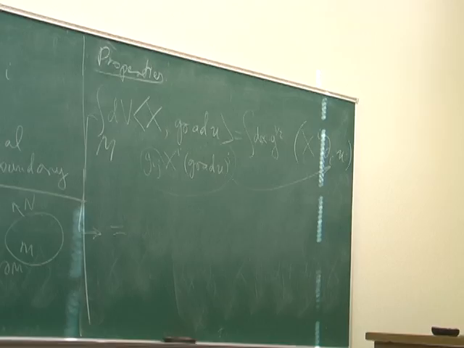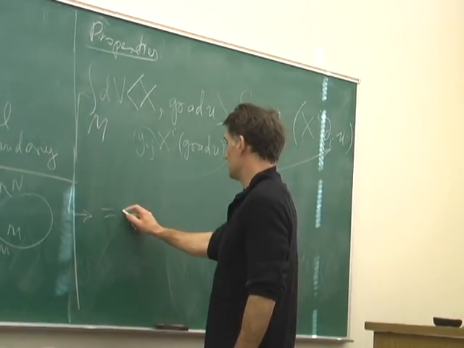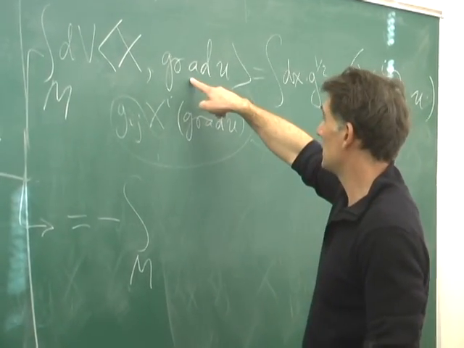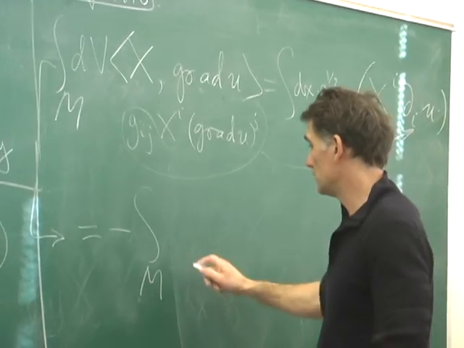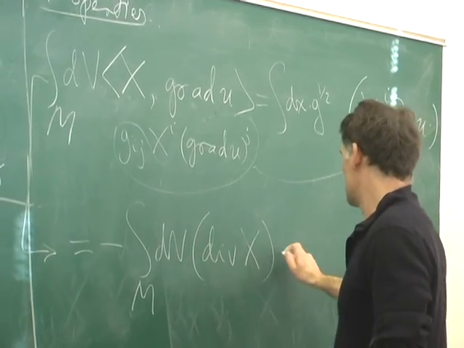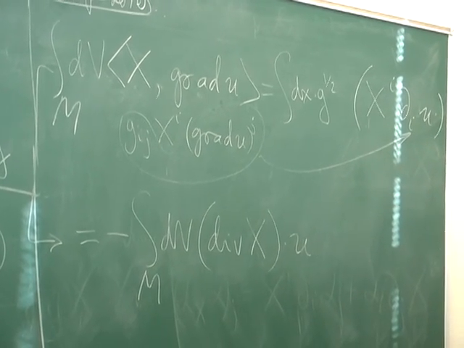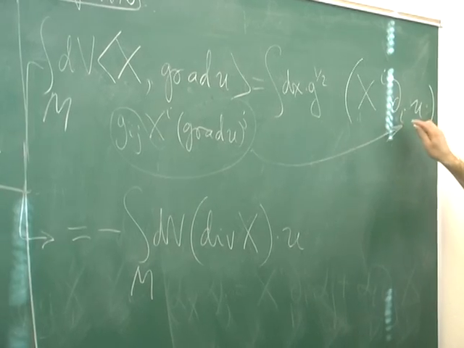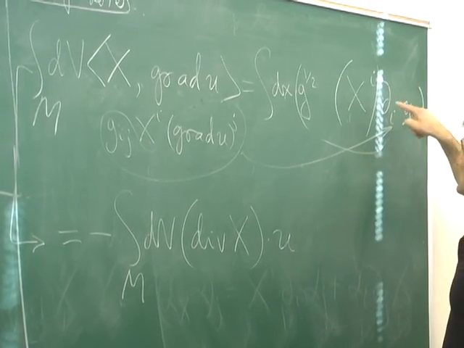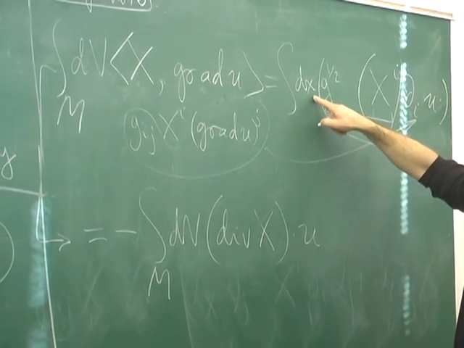Then this is equal to minus an integral. You take that gradient, basically bring it here, and you get the divergence of X times u. So I integrated by parts once. If you take this and you move it onto that, you get minus the derivative of this thing. And then you have to reinsert g^(1/2).